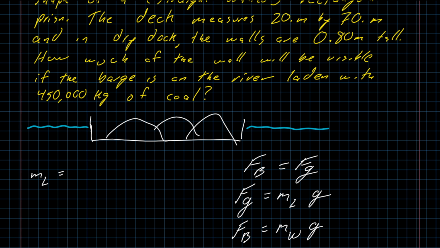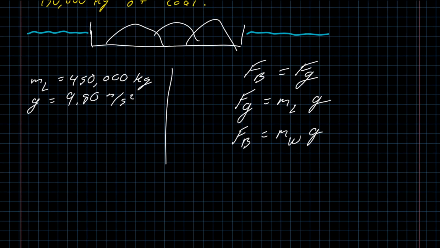Mass of the load is given to us as 450,000 kilograms. Gravitational acceleration, of course, is always 9.80 meters per square second, unless we are on the moon or on Mars or in the International Space Station, which are not places that I suspect we're going to have a barge of coal.